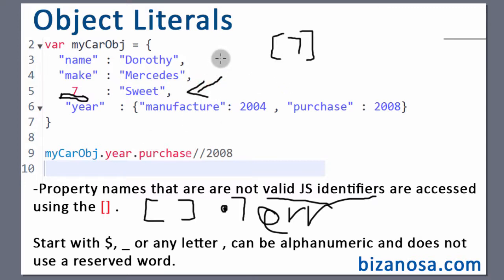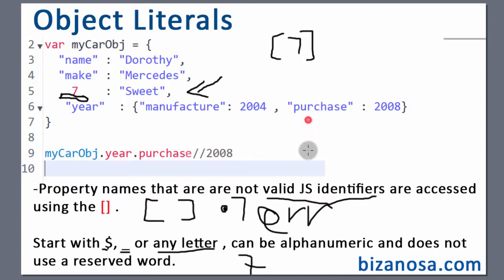So before I go to Scratchpad, just the basics. What is a legal identifier in JavaScript? It can start with a $ sign. It can start with an underscore or any letter in the alphabet, but it cannot start with a number. It cannot start with a number, but you can have the elements within it as alphanumeric.